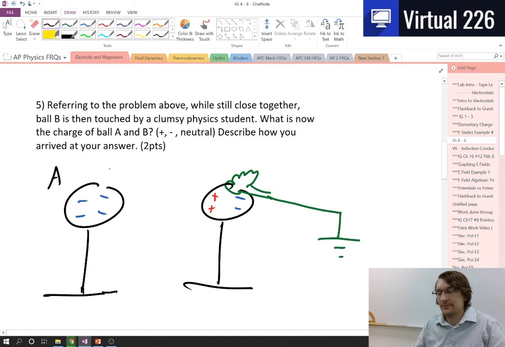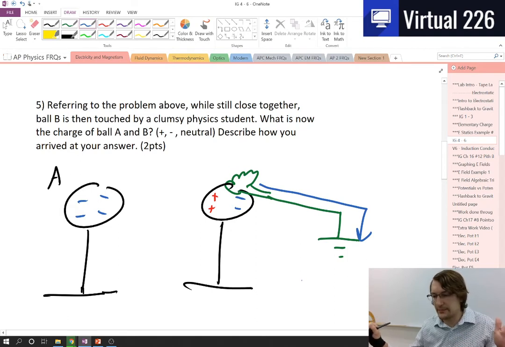It's still negative. What will happen here, though, is when we look at ball B, because it's being polarized by ball A, when this clumsy physics student touches the ball, these electrons are going to try to escape as far away as possible. That's what these electrons are trying to do. They're trying to get away from sphere A. So they're going to run down the physics student and into the Earth. And these electrons are, bloop, they're gone. Okay?